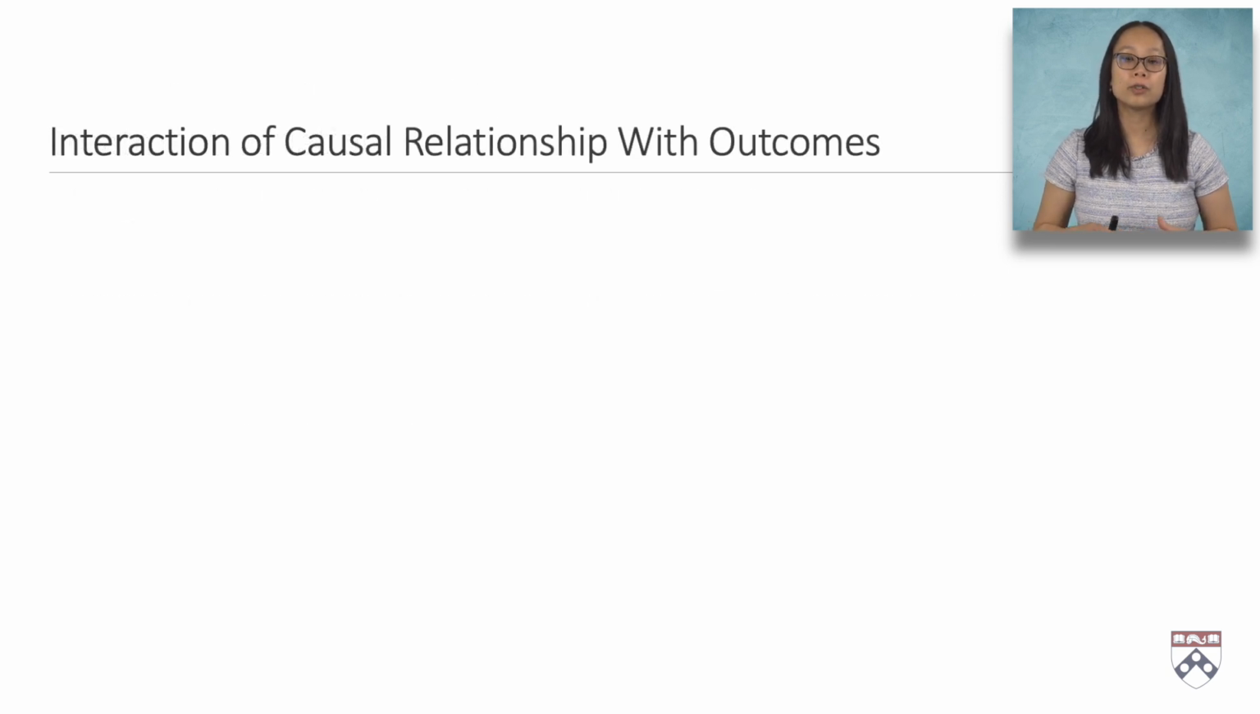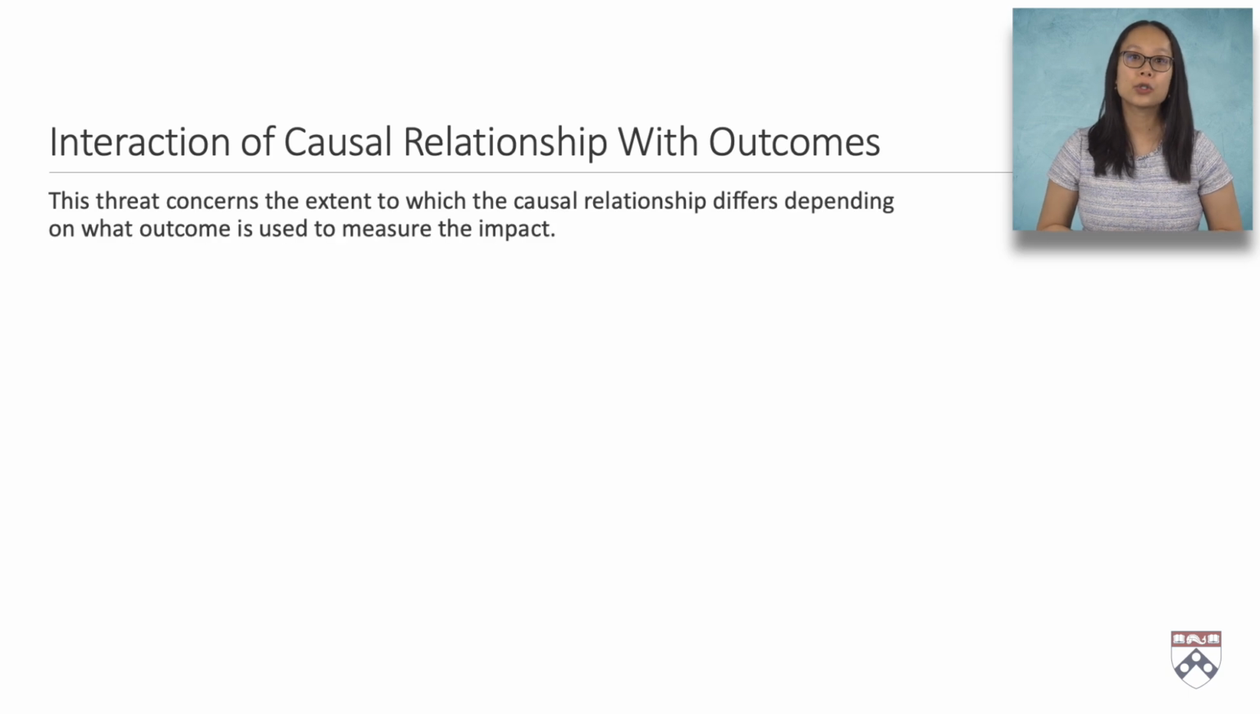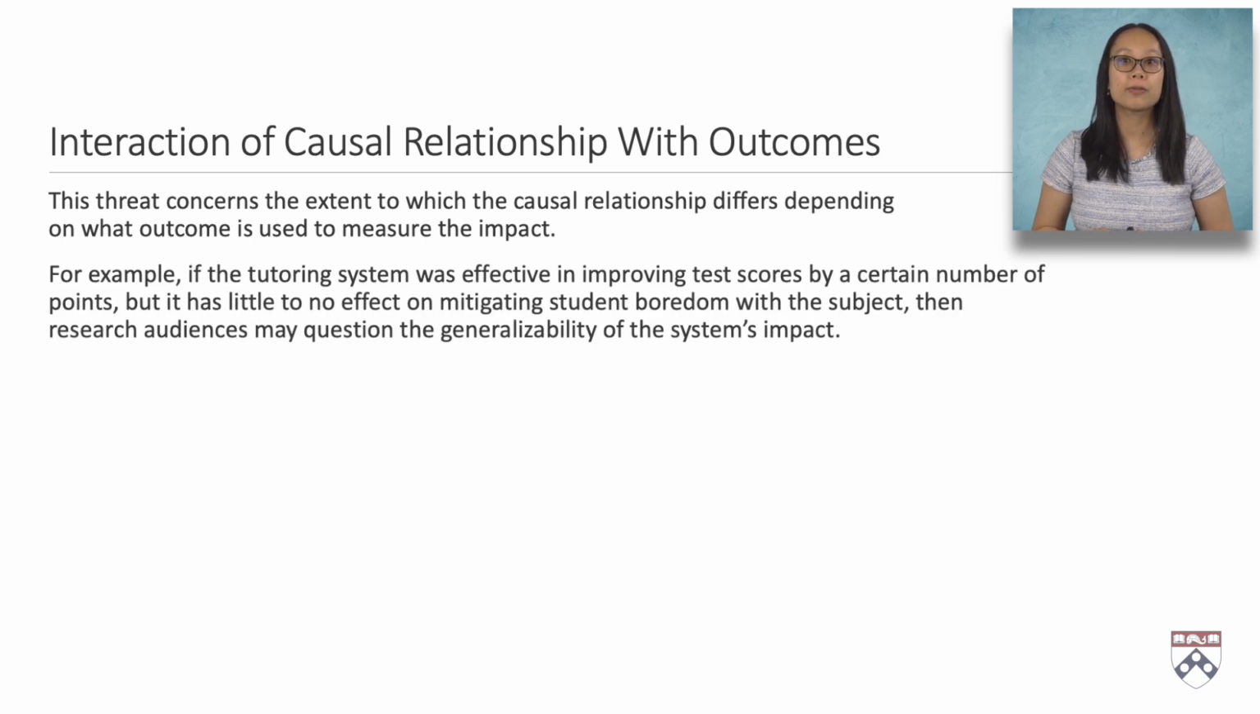Another type of validity threat that is due to interaction is one between the causal relationship and the outcomes. This particular threat concerns the extent to which the causal relationship differs depending on what outcome is used to measure the impact. So if the tutoring system was effective in improving test scores by a certain number of points, but it has little to no effect on mitigating student boredom with the subject, then research audiences may question the generalizability of the system's impact if it can only target, let's say, academic outcomes based on the number of points, and not other types of outcomes such as mitigating negative affective states.